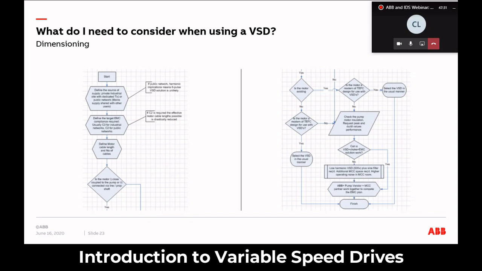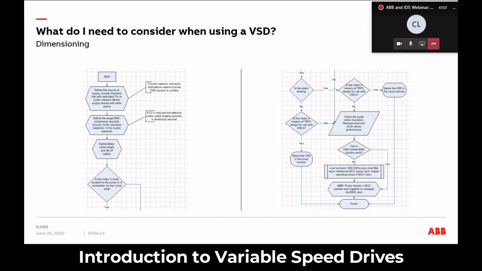So again, depending on the supply that we're connecting to, we need to consider whether it's industrial or a public network. And if it is a public network, we need to increase the EMC compliance required within there as well.